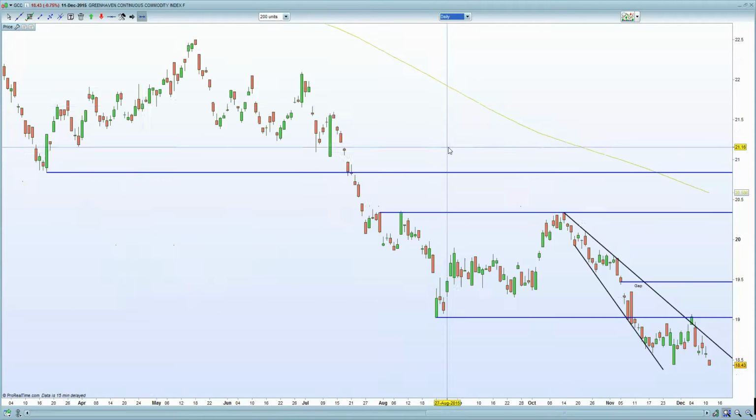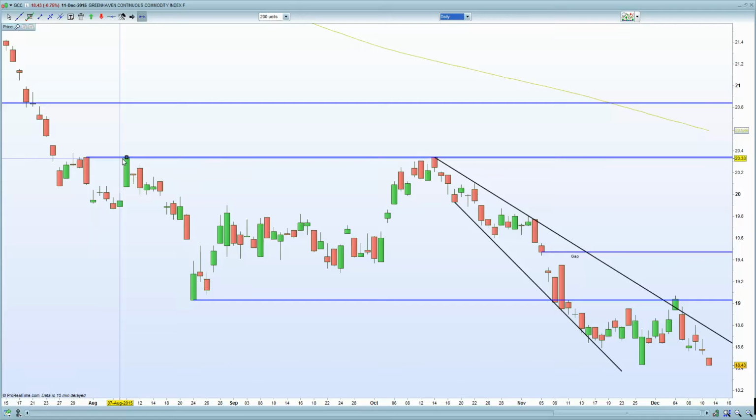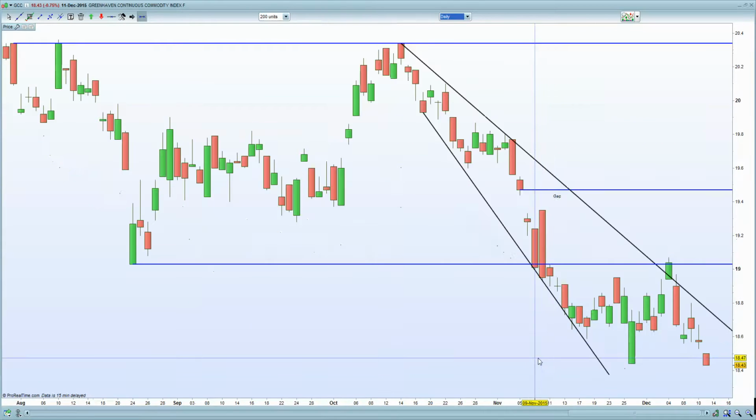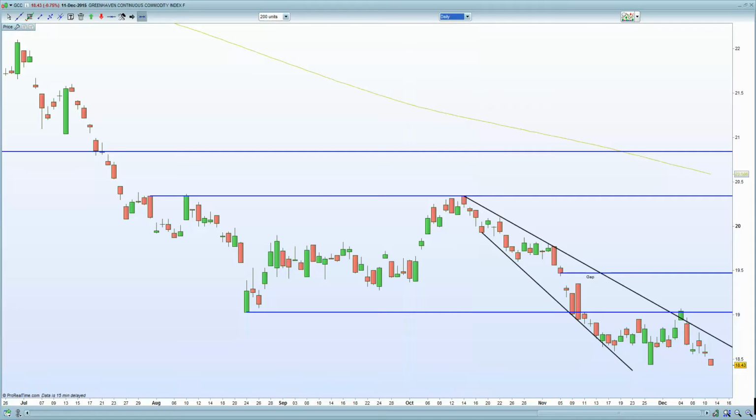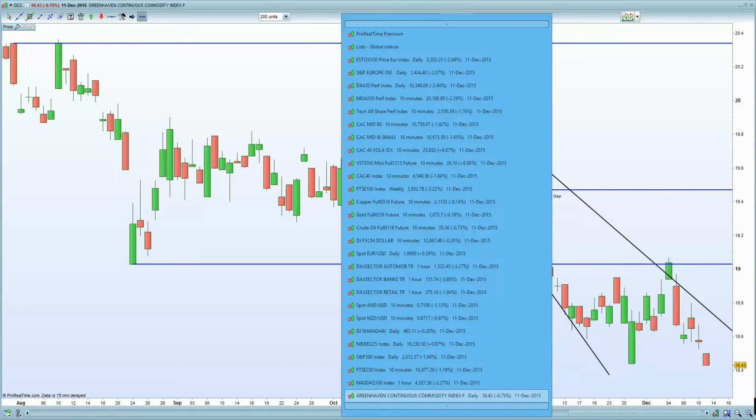If I bring up a daily chart, this is the GCC. This is also a commodity index, very similar to the CRB, and you can see that it's at a potential double bottom. So certainly it is a concern in terms of the commodity rout, and that equals deflation, and deflation equals a concern for the ECB. And if that's a concern for the ECB, then you know what's coming next.